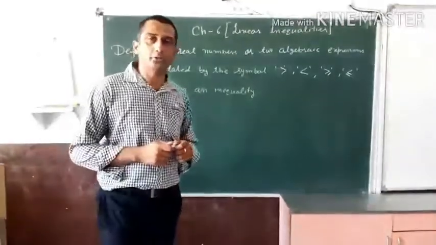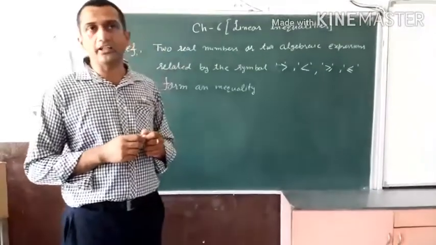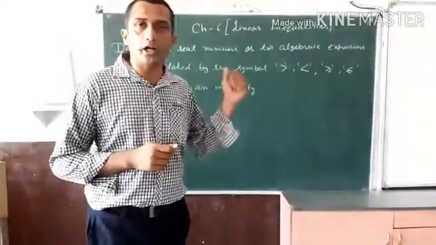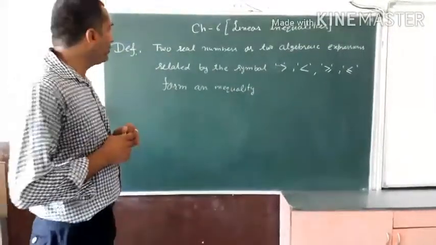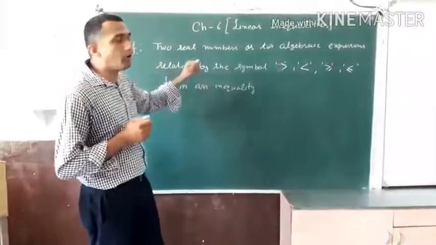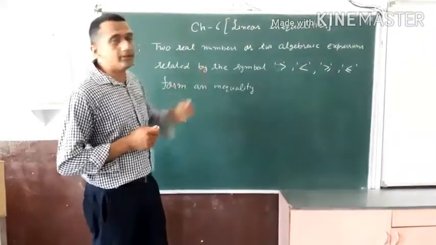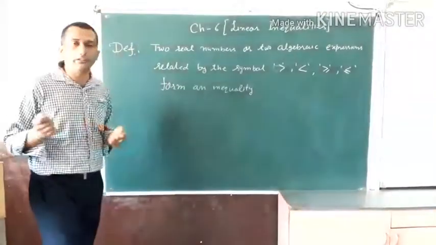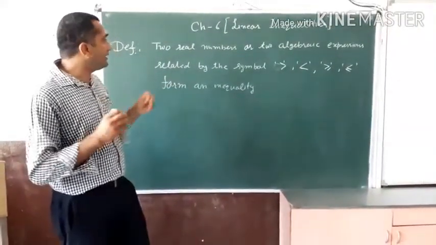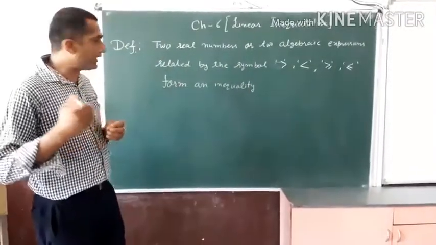Hello students, today we are going to start the next chapter, chapter number 6, linear inequality. The definition of inequality I have already written on the board. The definition is: two real numbers or two algebraic expressions related by the symbols. You all know about real numbers and algebraic expressions. So if we relate them by some symbols, then we form an inequality.